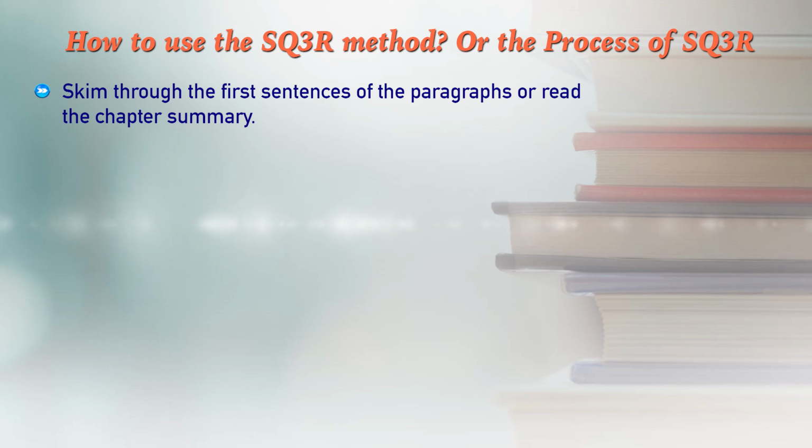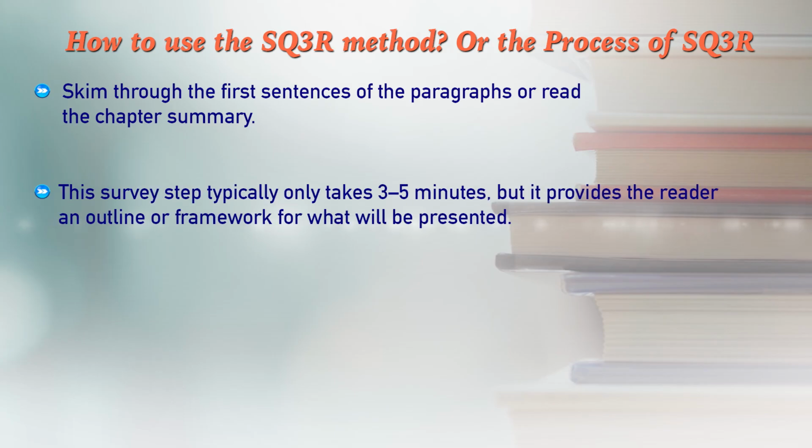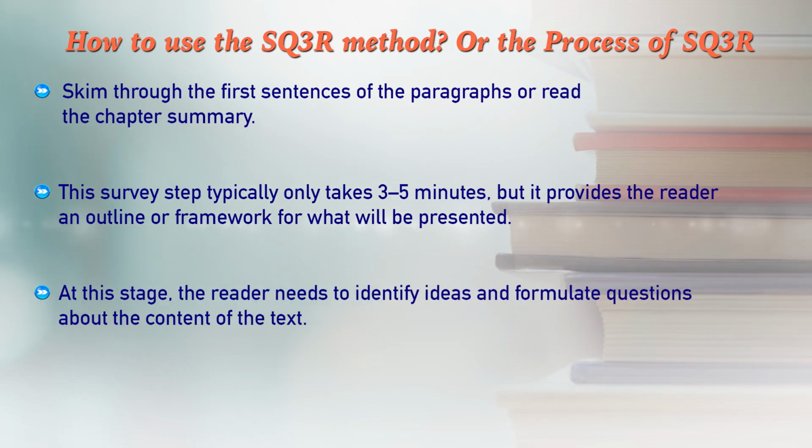Skim through the first sentences of paragraphs, read the chapter summary. This survey step typically takes only about 3 to 5 minutes, but it provides the reader an outline or a framework for what will be presented. At this stage, the reader needs to identify ideas and formulate questions about the text. Then we move on to the next stage, that is question.